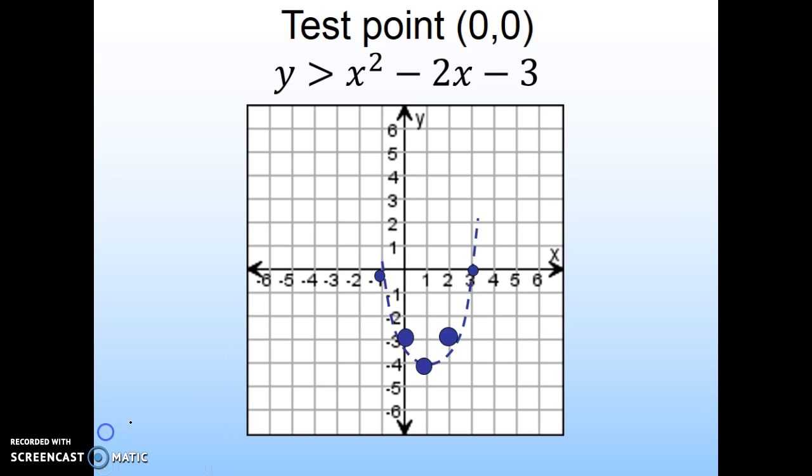So on this one, since 0 is greater than negative 3, excuse me, we shade inside the parabola.